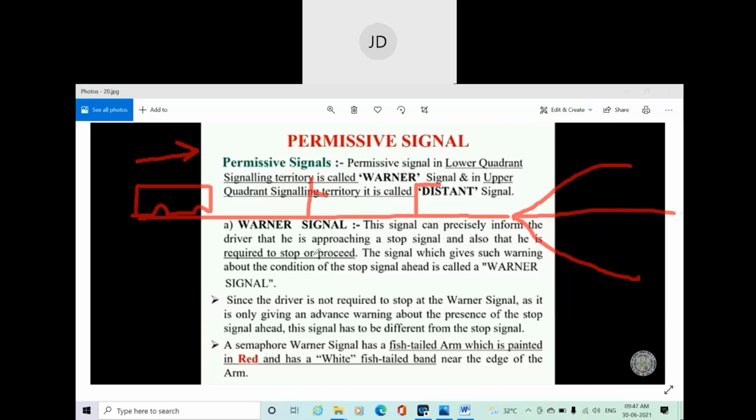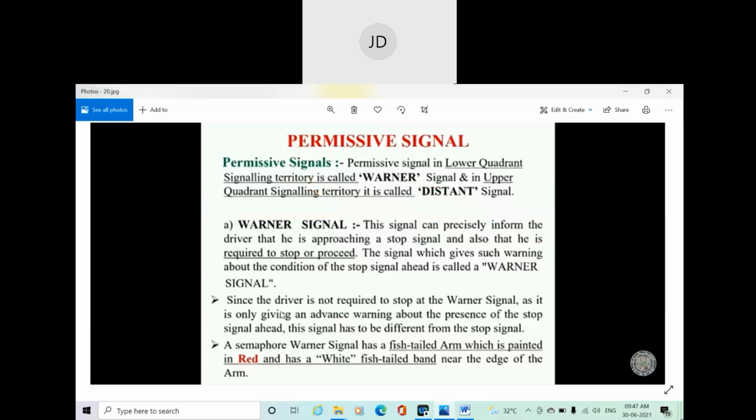That means whenever a loco pilot sees a warner signal, he will understand that the speed has to be minimized, because nearby there is a stop signal. You have to be ready to minimize the speed if your stop signal is on. Since the loco pilot is not required to stop at the warner signal, as it is only giving an advance warning about the presence of the stop signal ahead, this signal has to be different from the stop signal. We have to differentiate between the warner signal and the stop signal.